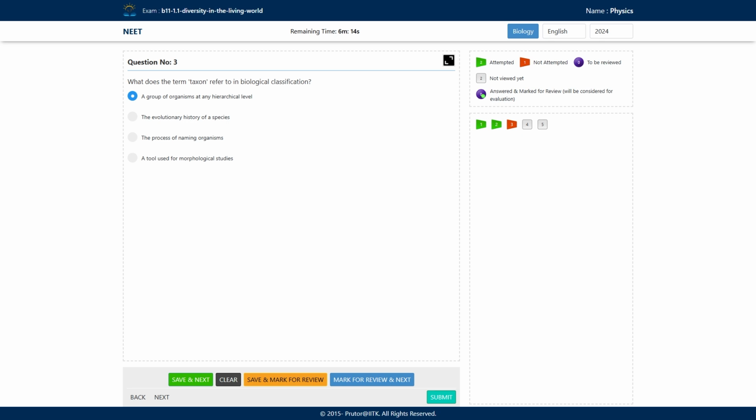Okay. So what is a taxon? Taxon is basically a category in which the organisms are classified based on certain characteristics. So this taxon can be a species, it can be a genus, it can be a family. And this taxon represents a rank. That's why it is a group of organisms at any hierarchical level, be it genus, species, family.